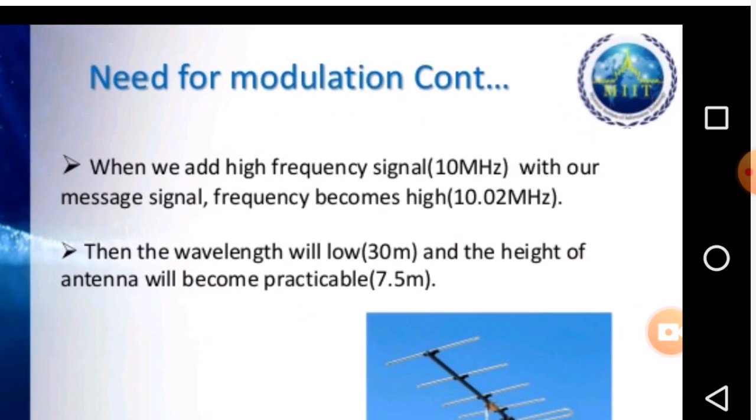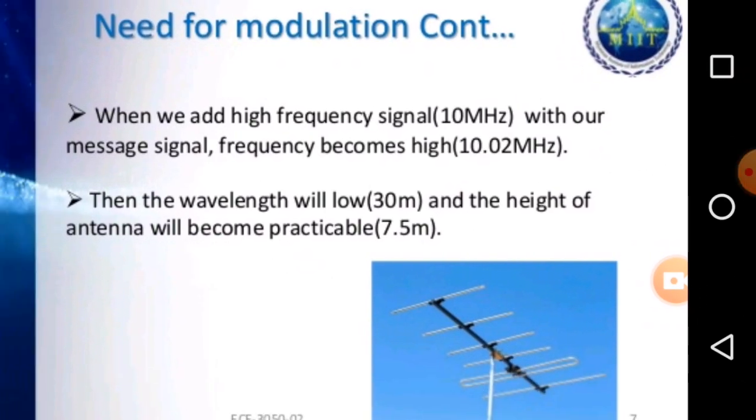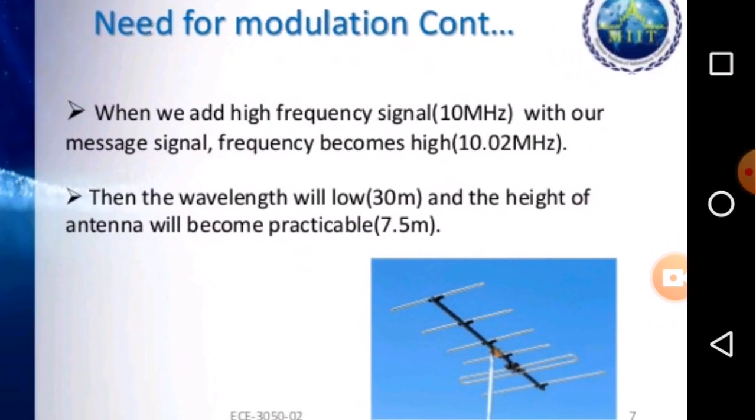Next part continued. When we add a high frequency signal, that is 10 MHz, to our message signal, the frequency becomes high, 10.02 MHz. The wavelength will be low, that is 30 meter, and the height of the antenna will become practically 7.5 meter.